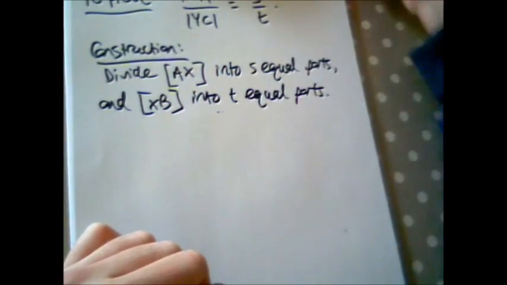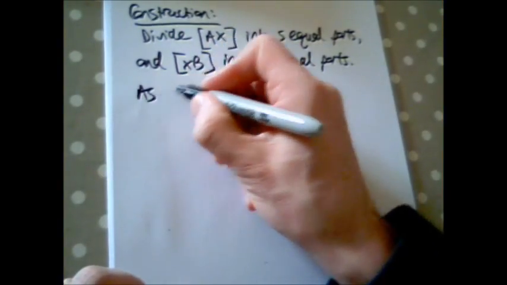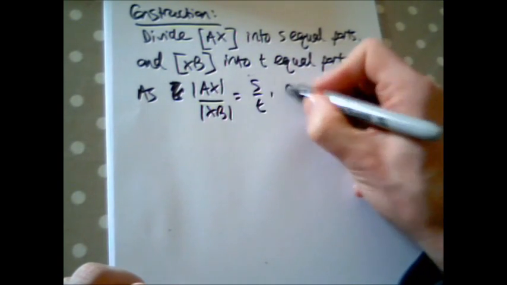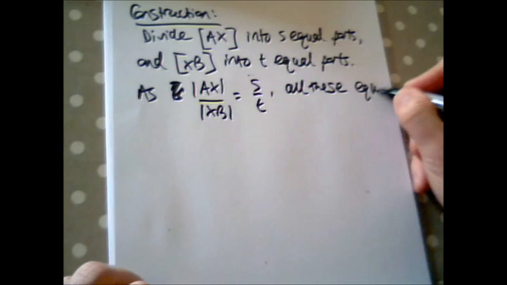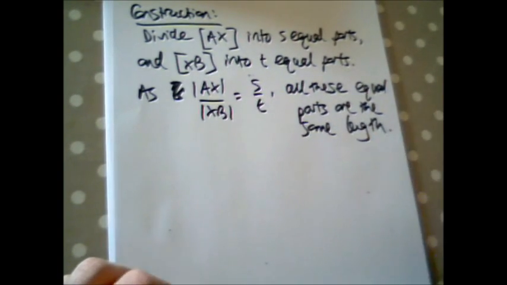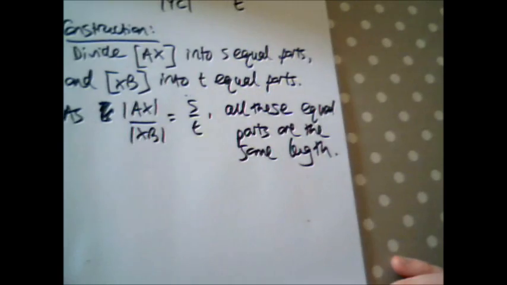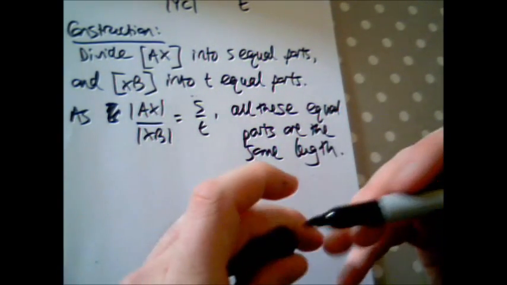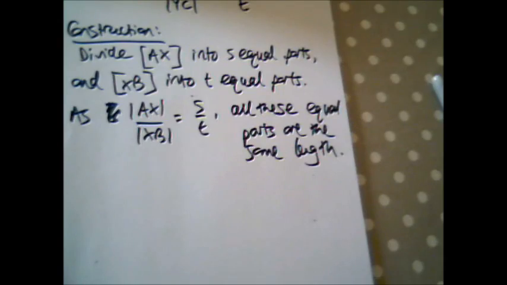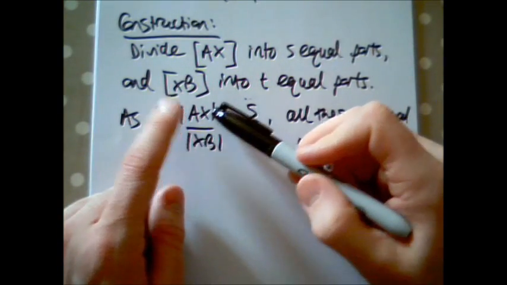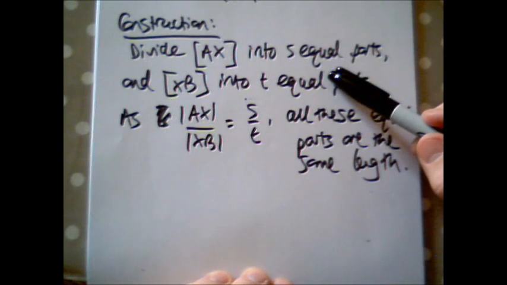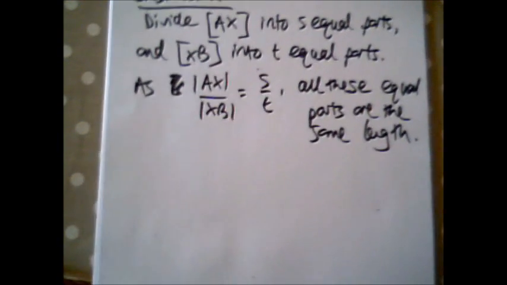And one bit that's left out of the proof in the book, and that we do need to say, is that as the distance from AX over XB is equal to S over T, all these equal parts are the same length. So this bit is left out in the book, but we do need to say that because the ratio of the two lengths is S over T, all the equal parts are the same length. So we do need to say that because AX over XB is S over T, that means that all of these equal parts will be the same. Alright, so that's the construction.